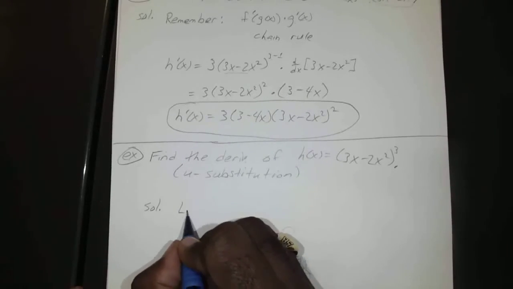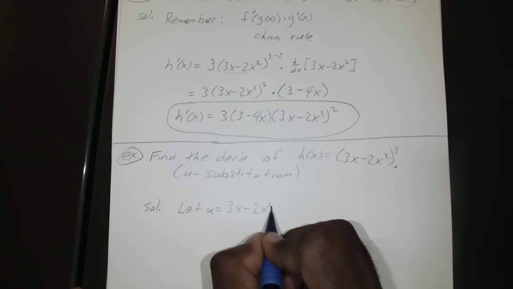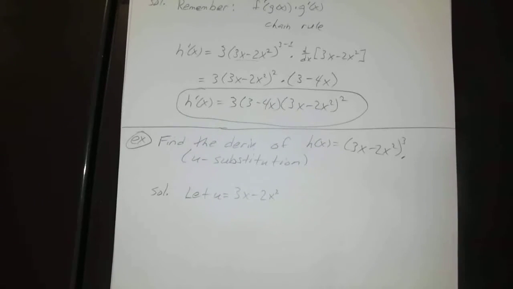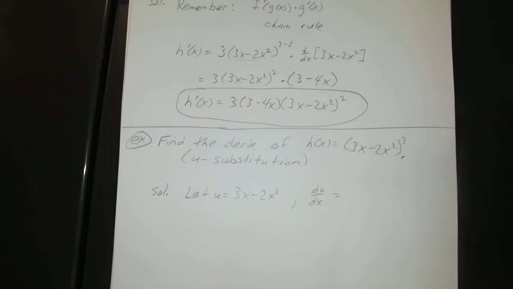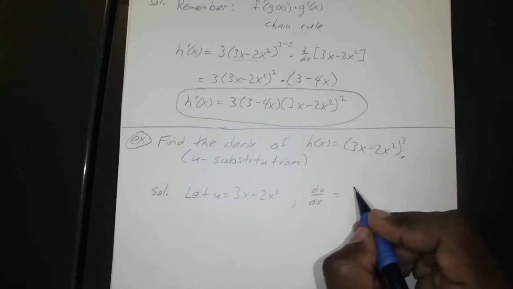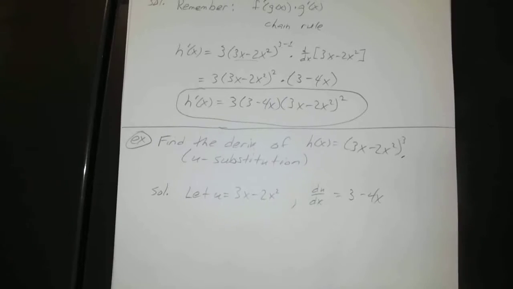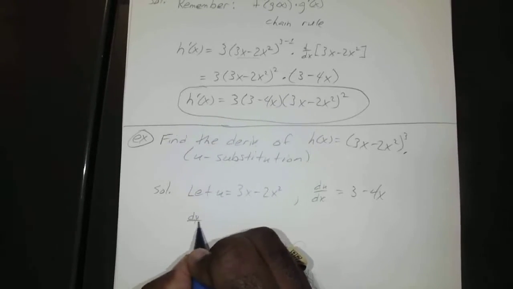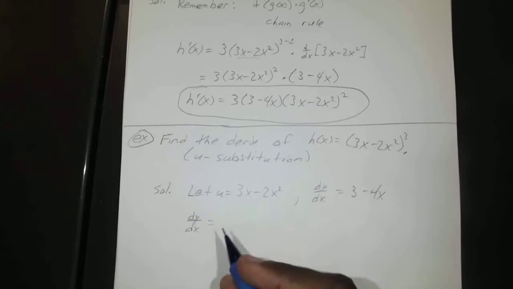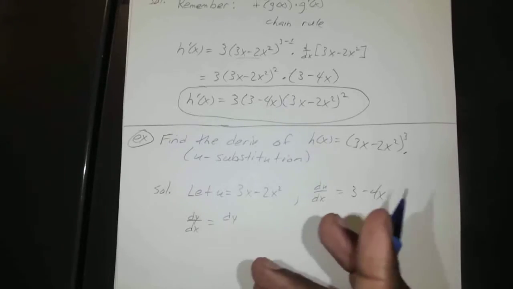Okay, so in this case, we'll let u equal 3x minus 2x squared. That means the derivative of u with respect to x is equal to the derivative of 3x, which is just 3, minus, bring down that 2, 4x. So the derivative of y with respect to x using u substitution is the derivative of h.